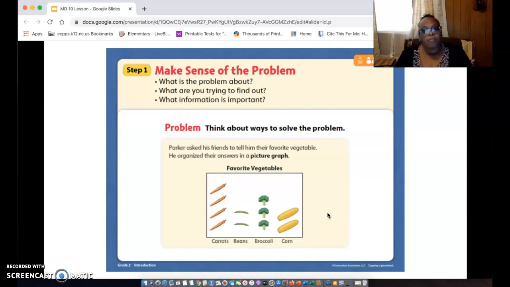So here's our problem. We're going to be thinking about this problem. We have Parker asked his friends to tell him their favorite vegetable. He organized their answers in a picture graph. So he has the title, favorite vegetables, and he has his categories, carrots, beans, broccoli, and corn. So we're going to be thinking about this problem.